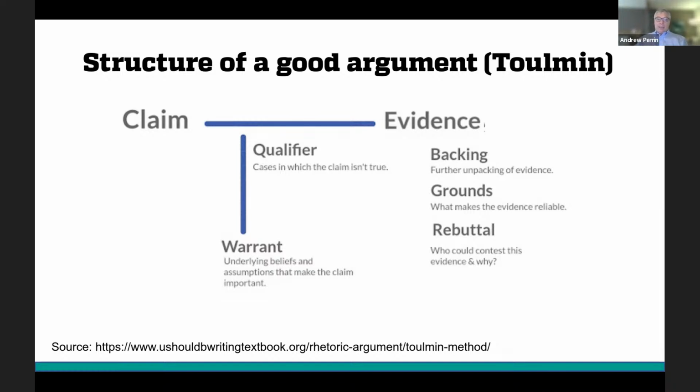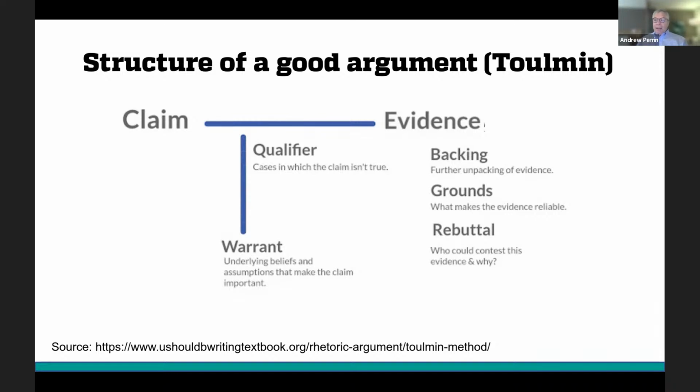But the most important piece that I want to add to the claim evidence relationship from the Toulmin model is the idea of a warrant. And the reason for this is I think most of our disagreements in American public discourse are actually around the warrant structure of the relationship between a particular claim and the evidence backing that claim. And straightforwardly, like this chart says that the warrant is the underlying beliefs and assumptions that make the claim important. I would actually put it a little differently. This is not wrong, but the warrant is the set of ideas that make the evidence relevant to the claim.